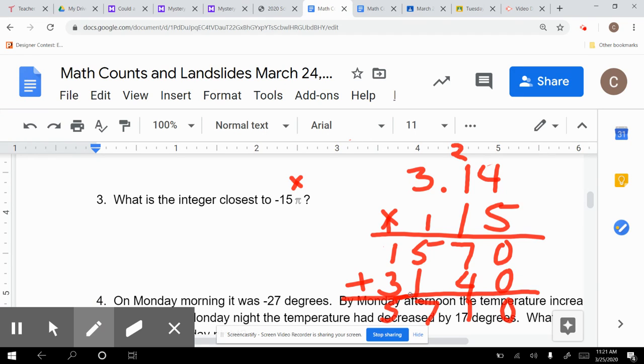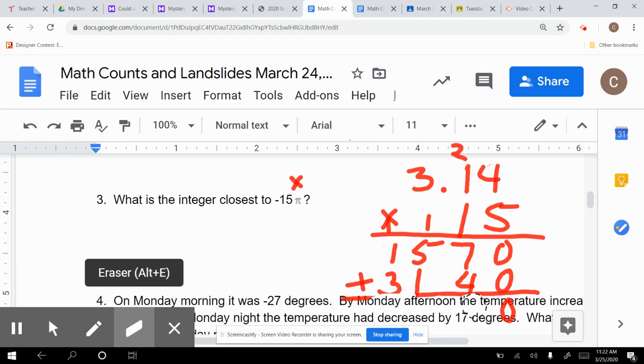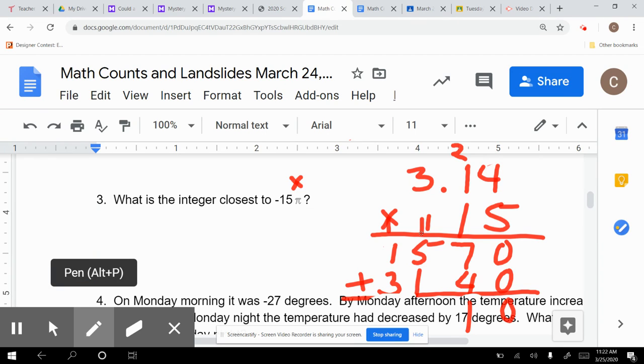Okay, it is... Oh, I messed up. Let's see here. That's not right. I do make mistakes. I'm going to go back to my pen. This is 11. I'm going to carry the 1. 1 plus 5 plus 1 is 7. And this leaves me with a 4, not a 5.